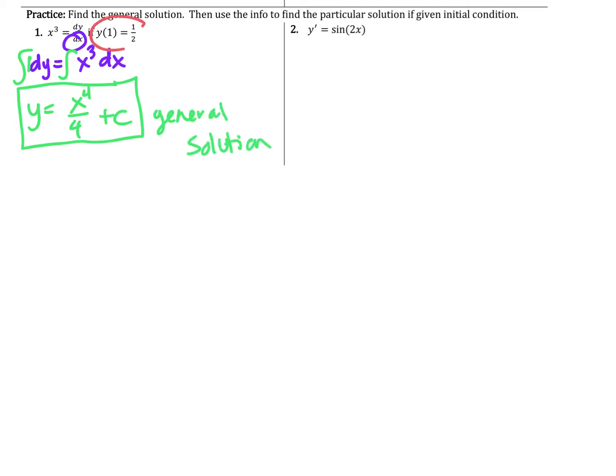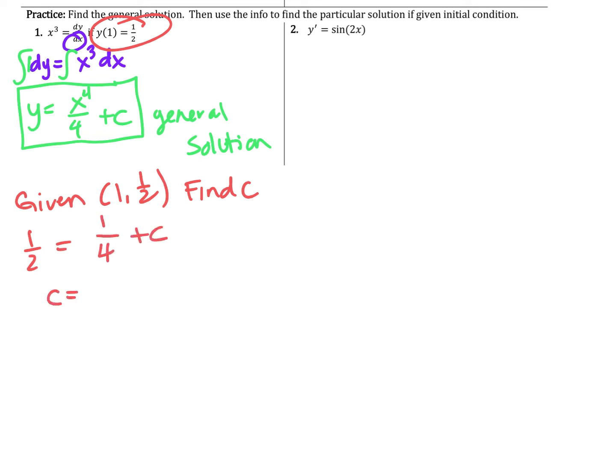If I'm given an initial condition, so we're given the ordered pair 1, 1/2, y of 1 equals 1/2 means that we have the point 1, 1/2. We can find c for this particular solution. So 1/2 equals 1 to the 4th, which is just 1 over 4, plus c. So c is going to be 1/4, so I can find the particular solution. y equals x to the 4th over 4 plus 1/4.